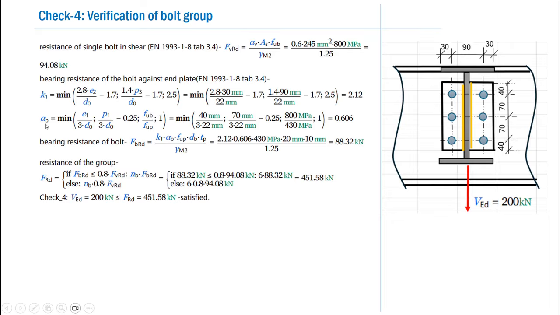Similarly, coming to alpha b, it is a similar coefficient, but it is applicable to the dimensions in the direction of the application of the load. Accordingly, you will find that this expression for alpha b contains e1, that is your 40 mm, and also p1, the distance between the rows, that is 70 mm. And we find alpha b as 0.606. Finally, having obtained these coefficients, we can calculate the bearing resistance of a single bolt as k1 into alpha b into fu,p, the ultimate tensile strength of the end plate, into d into tp by gamma M2, which is equal to 88.32 kilonewton.